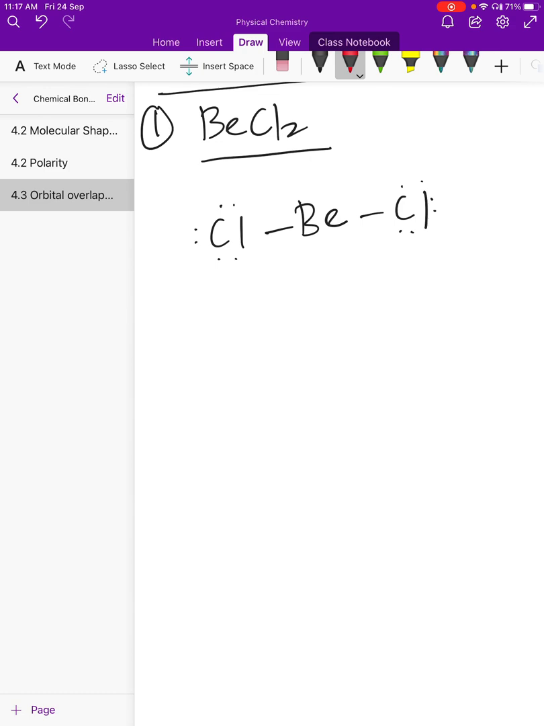So first we predict the number of sigma bonds in the structure. So there are 2 sigma bonds here, and there is no lone pair on the central atom. That means sigma plus lone pair, 2 sigma plus 0 lone pair, is 2, so the central atom will undergo sp hybridization. That's the first step we do.